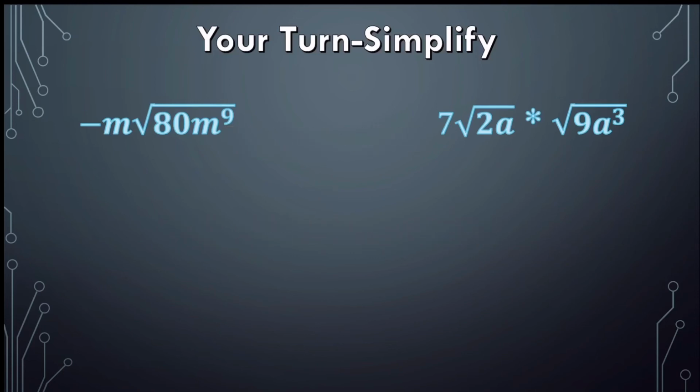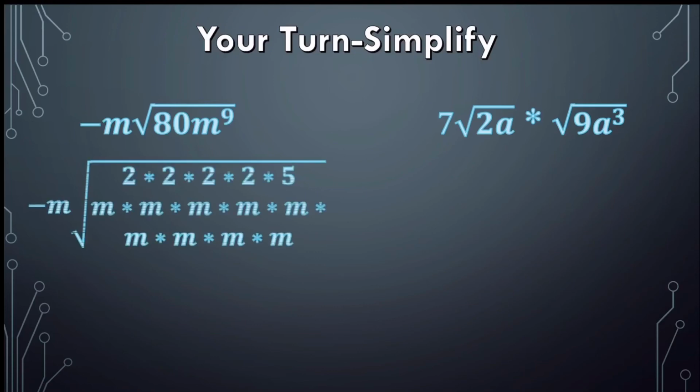Okay, let's see how you did. If you break down the 80, and you write out the 9 m's, look what I had to do. I had to go to another line because I'm trying to put 2 problems on one page, but that's fine. So it's a square root. We're just dealing with square roots right now. I had 2 groups of 2s, and I had 4 groups of m's, but there was a negative m outside. So I have 1, 2, 3, 4, 5 m's.